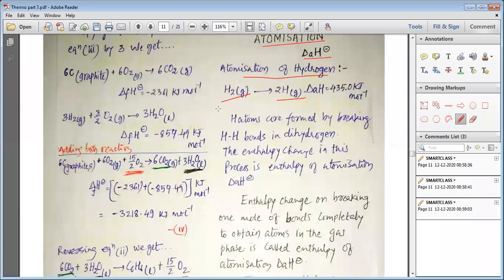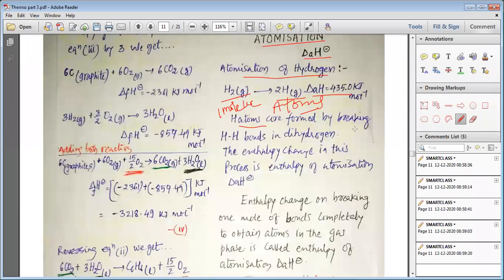So one molecule turns into atoms. The energy change during this reaction is known as the enthalpy of atomization. So H atoms are formed by breaking H-H bonds in the hydrogen, and the enthalpy change in this process is known as the enthalpy of atomization.